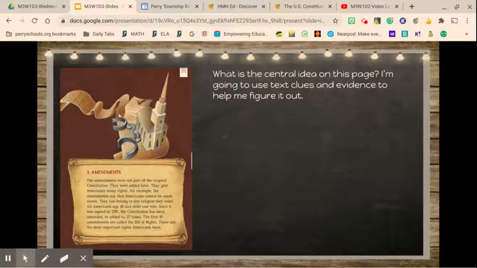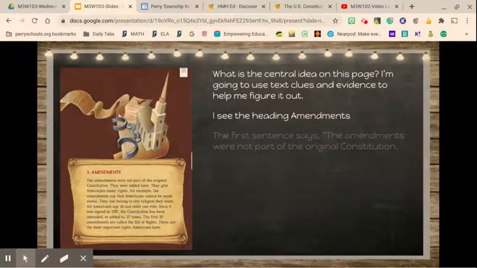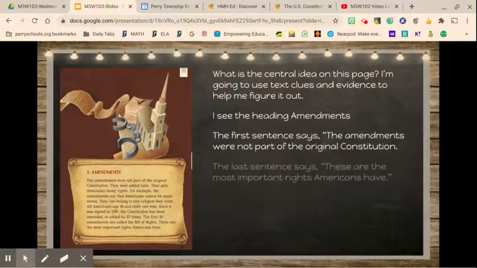Since it was signed in 1787, the Constitution has been amended or added to 27 times. The first 10 amendments are called the Bill of Rights. They are the most important rights Americans have. So I can see the heading, amendments. This is my thinking, how do I find the main idea? The first sentence says the amendments were not part of the original Constitution. The last sentence says these are the most important rights Americans have.